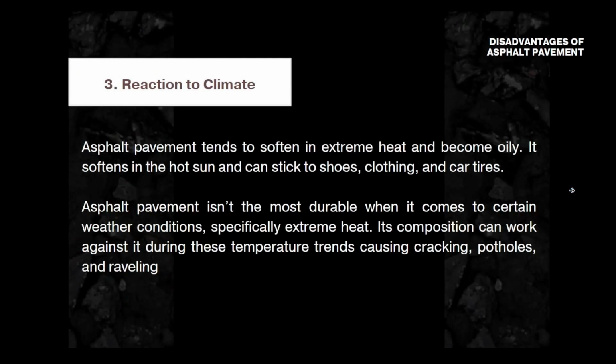Reaction to climate. Asphalt pavement tends to soften in extreme heat and become oily. It softens in the hot sun and can stick to shoes, clothing, and car tires. Asphalt pavement isn't the most durable when it comes to certain weather conditions, specifically extreme heat. Its composition can work against it. During these temperatures, it tends to cause cracking, potholes, and raveling.